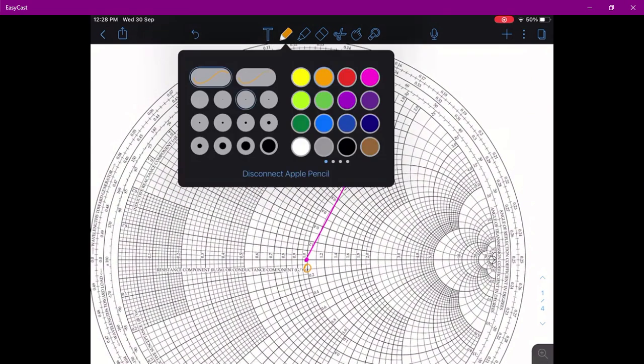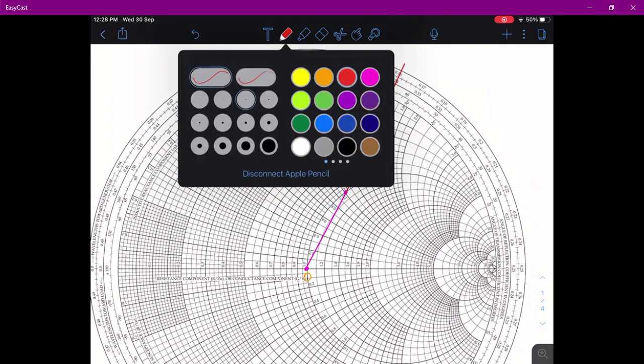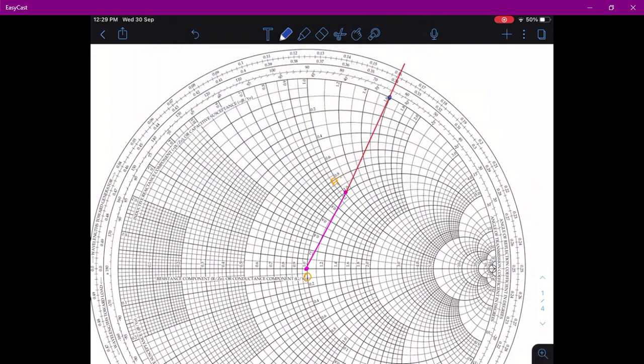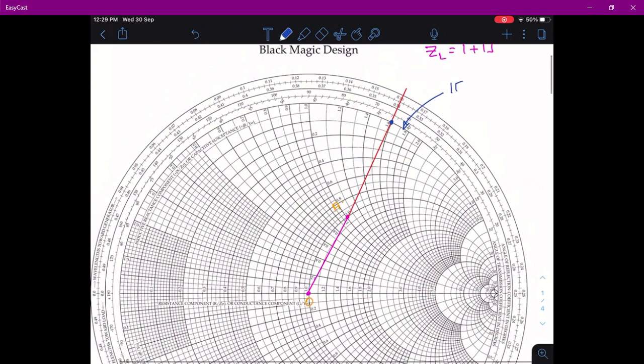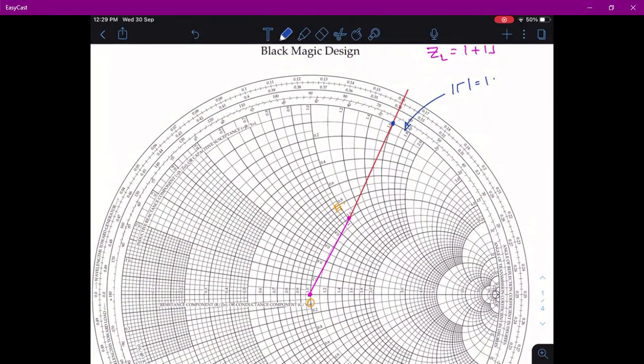To measure the impedance, you need to extend this to the outer circle. The outer circle is basically here, this point. This circle is the circle in which the reflection coefficient magnitude is equal to 1. Now, using a scale, you need to have a scale with you.